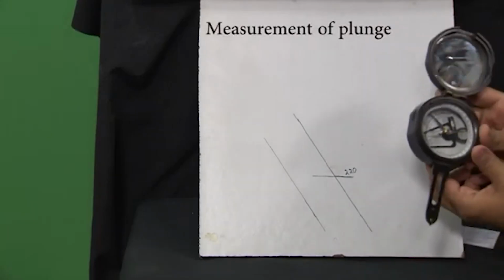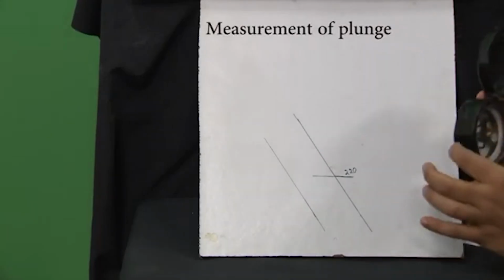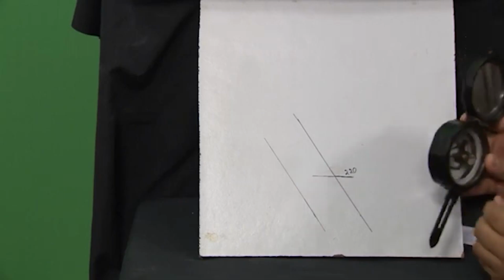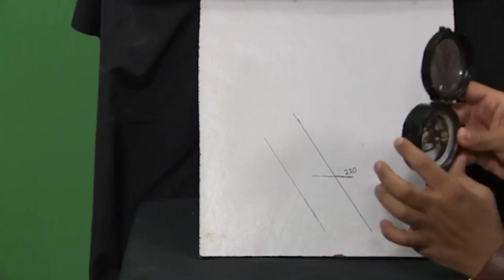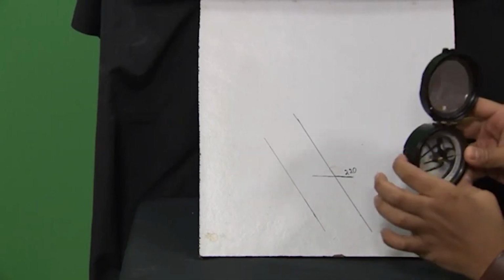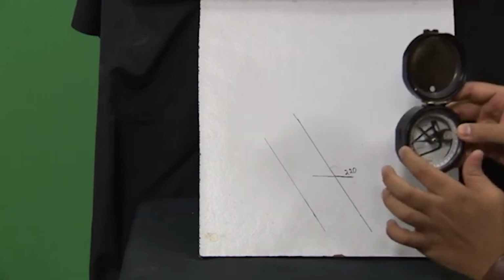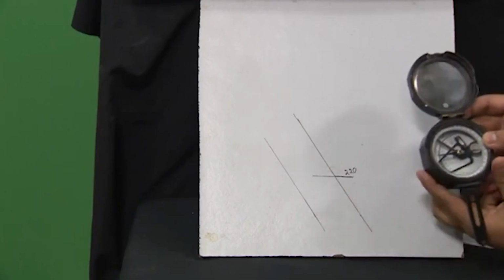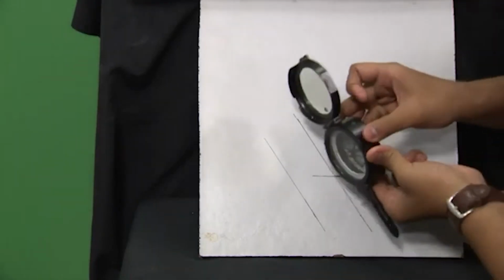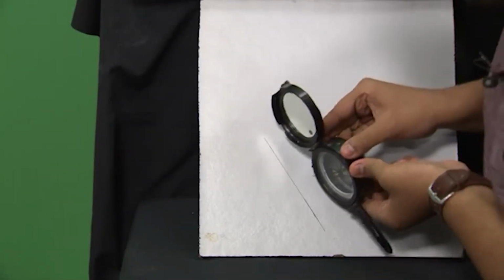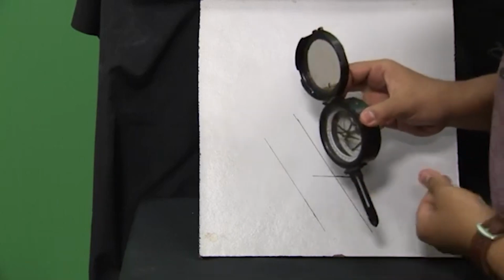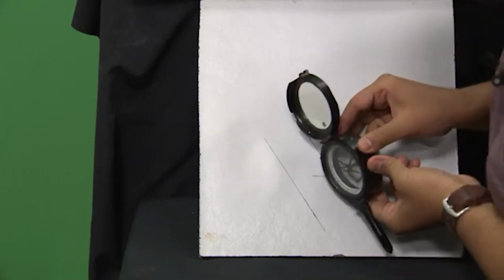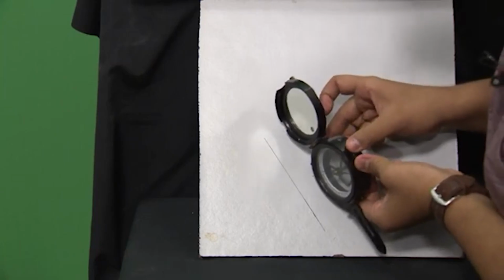When we measure the plunge of a lineation, we will have to place the compass vertically. So, we will place this edge of the compass along the lineation, and this edge will be elevated at a certain height, so that the compass remains in the vertical plane. The pointed arm will point towards the down plunging direction of the lineation.